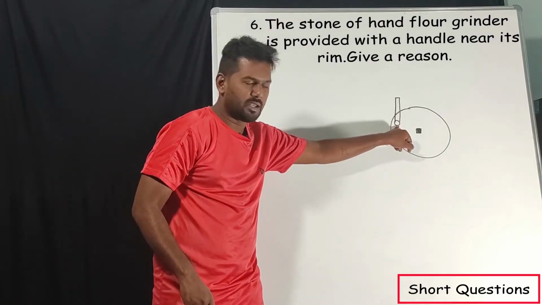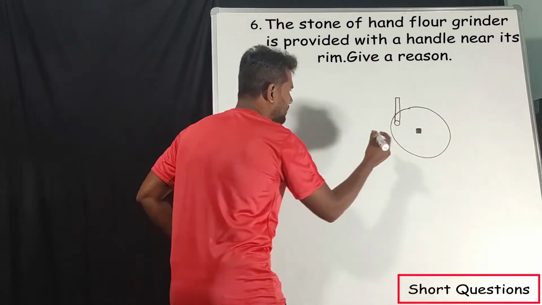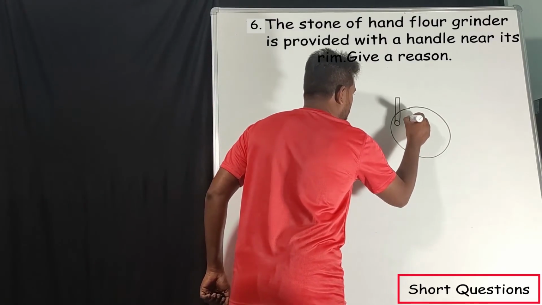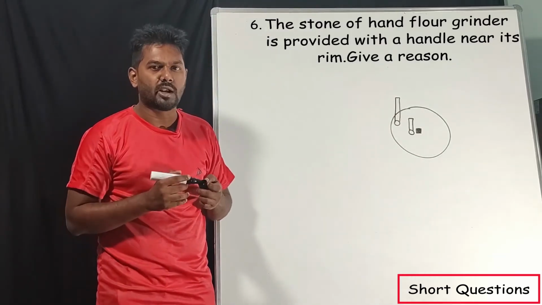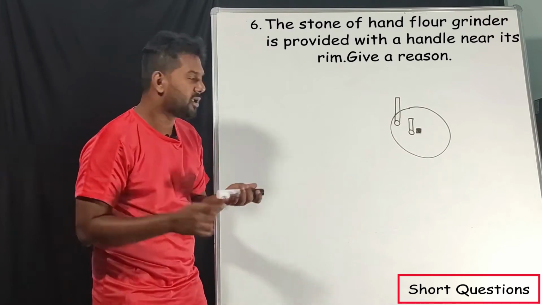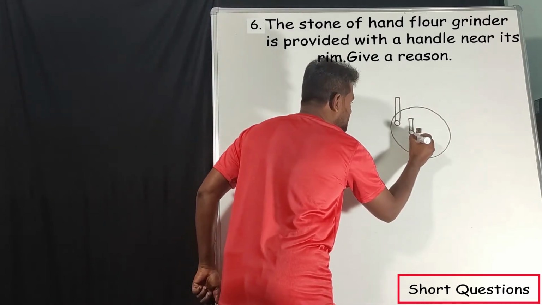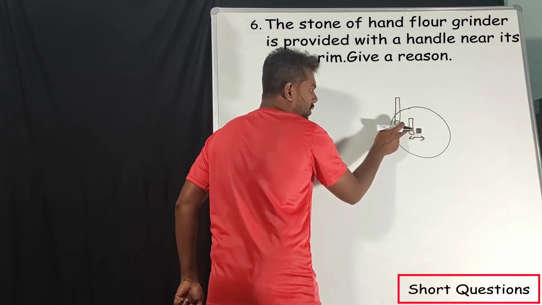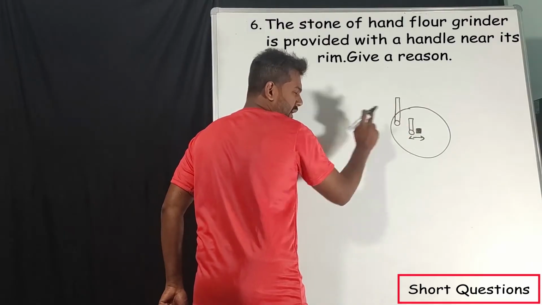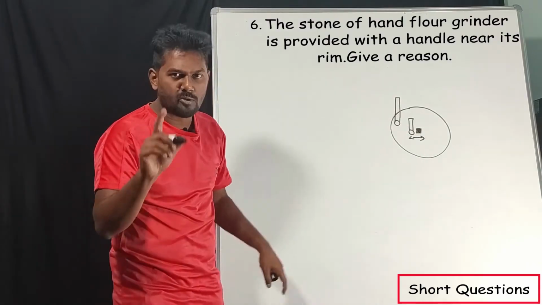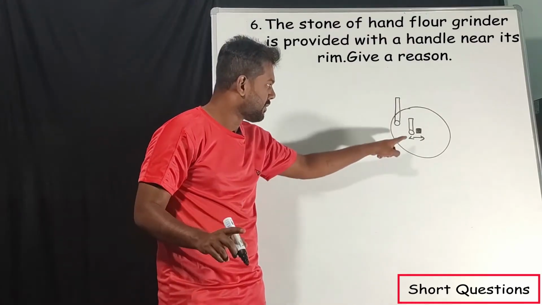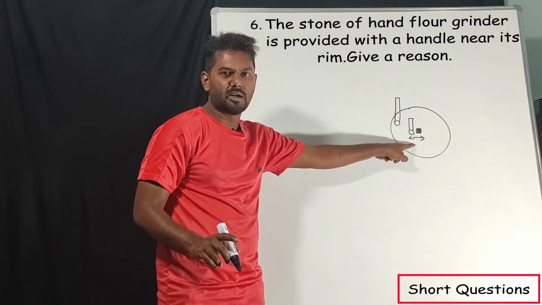Assume this handle is somewhere here. Do you think it is easy to rotate or hard to rotate? It is hard to rotate. Why? Because of the perpendicular distance. See, here you are going to apply a force. Now, what is the perpendicular distance? This is an example for moment of force. Moment of force is nothing but both force and perpendicular distance.